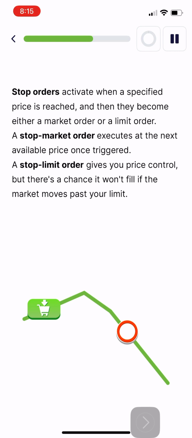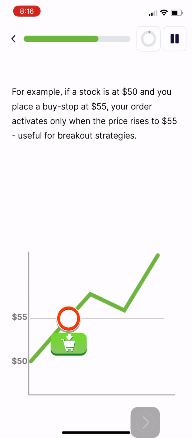Stop orders activate when a specified price is reached, and then they become either a market order or a limit order. A stop market order executes at the next available price once triggered. A stop limit order gives you price control, but there's a chance it won't fill if the market moves past your limit. For example, if a stock is at $50 and you place a buy stop at $55, your order activates only when the price rises to $55, useful for breakout strategies.